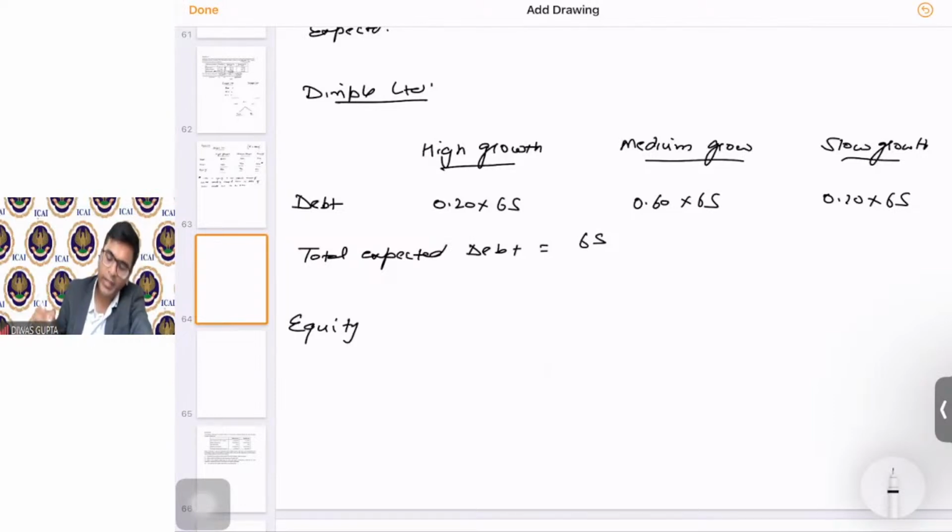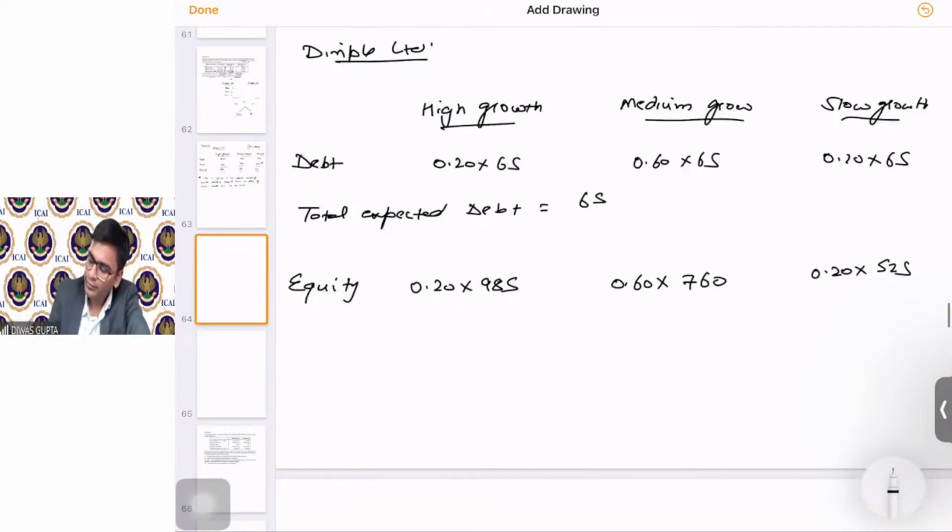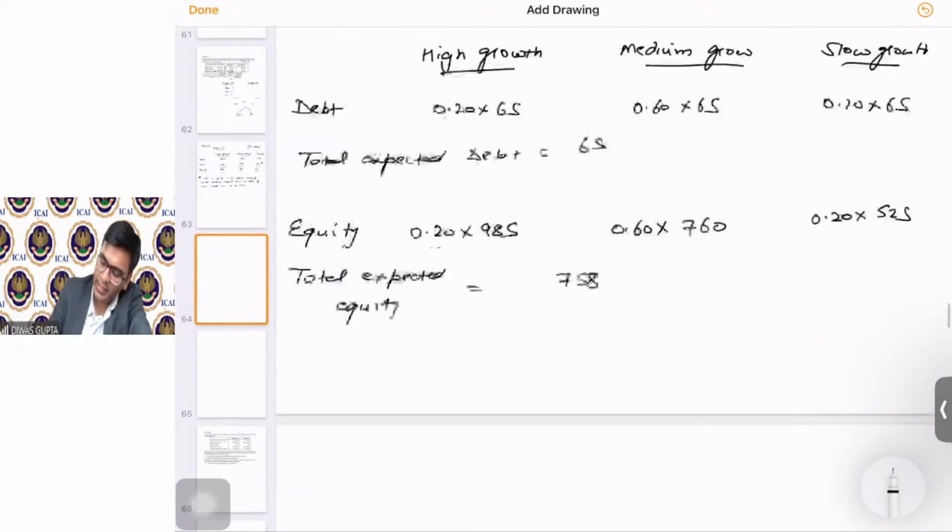Now let's go to equity. So 20% are the chances for equity being 985. 60% are the chances for equity being 760. And another 20% chance for equity being 525. Okay, so the total expected equity is equal to 758, students.